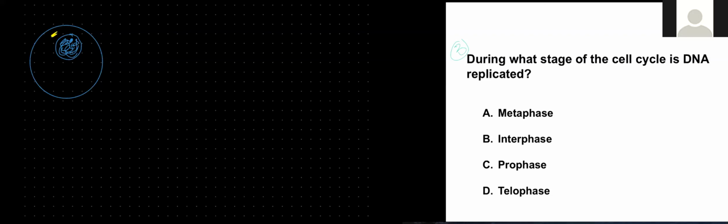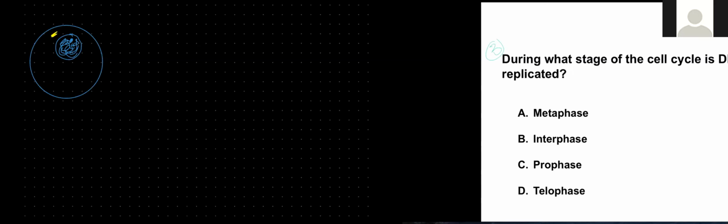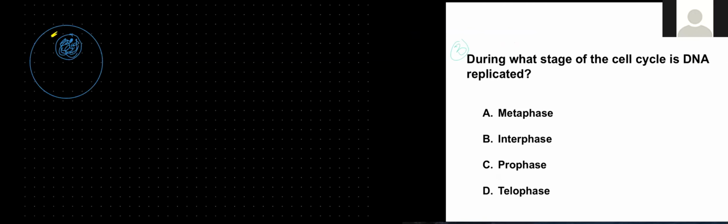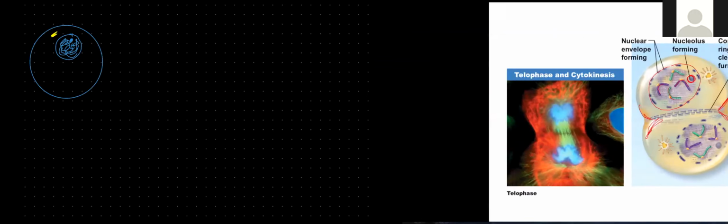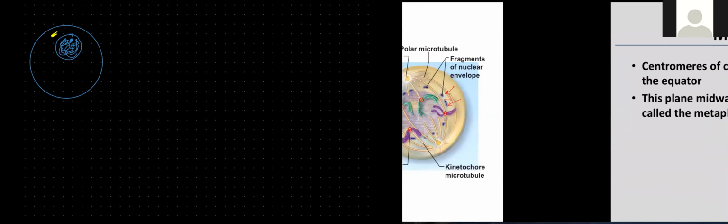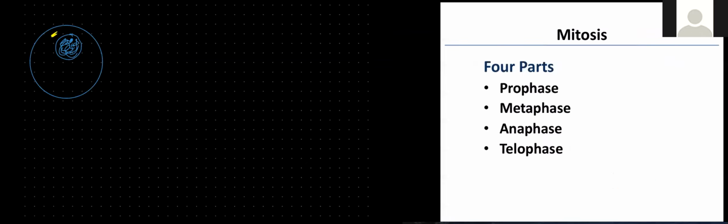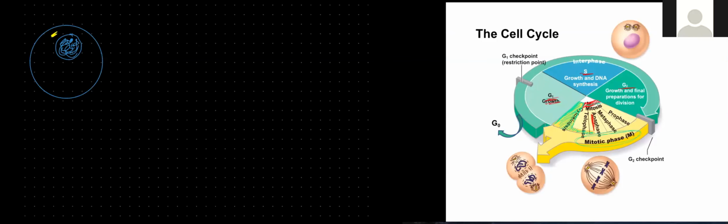What do you think? When would you have the replication of the genetic material? Any idea here? Waiting for some more responses. What do you think? Remember, the duplication of the genetic material is taking place when? During the S phase of the interphase.